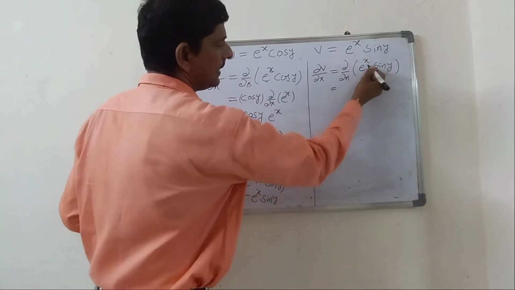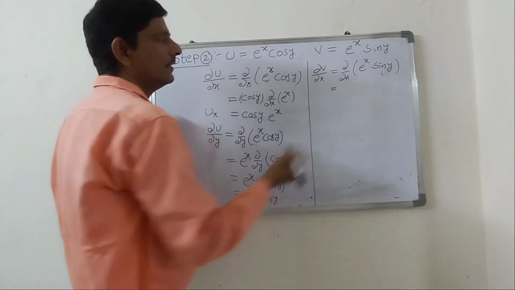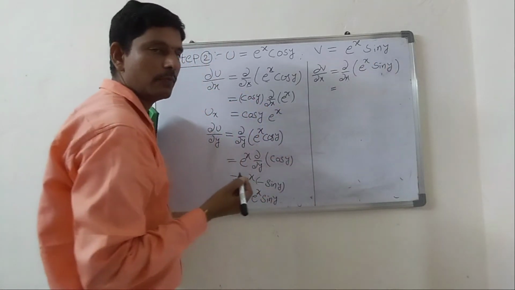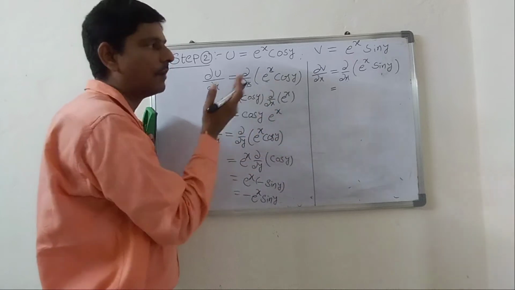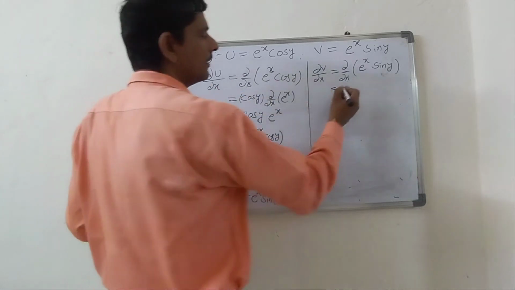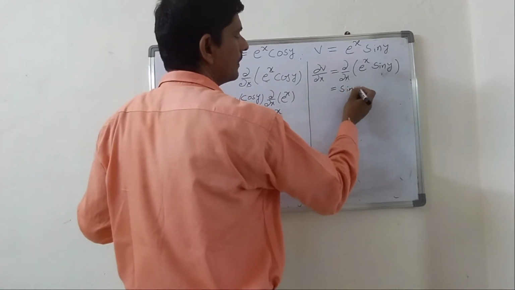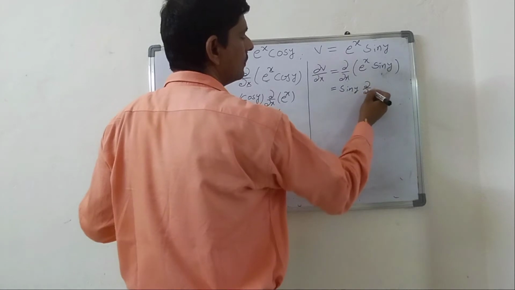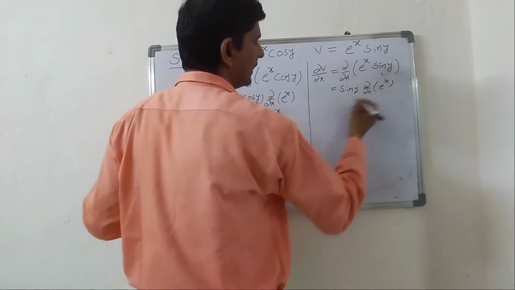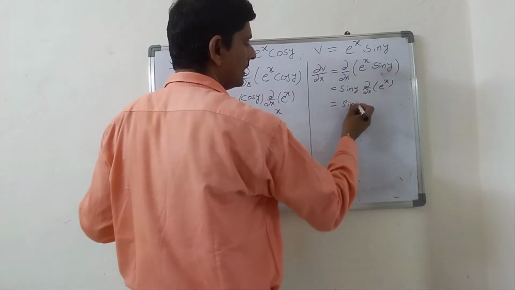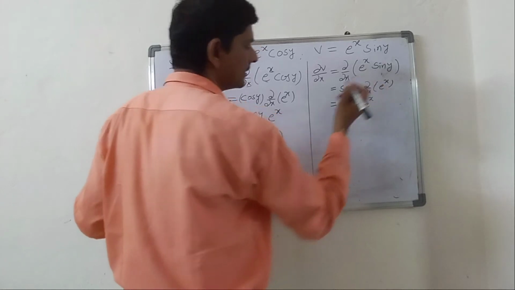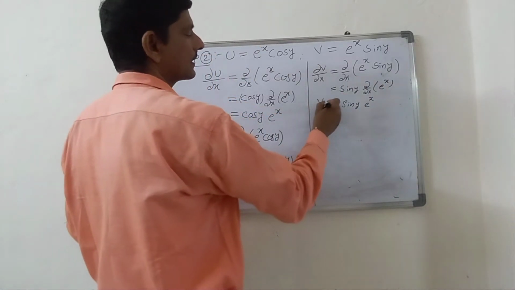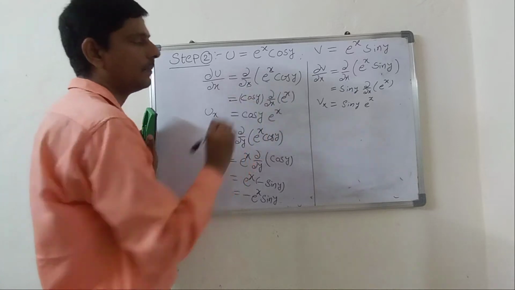So here x is there, here x is there, so the variables are matched. And here x is there, here y is there, so variables are not matched, so you have to take common that sin y function and do the differentiation for e power x. So sin y into dou by dou x of e power x is e power x. Okay, so vx, it is a short form. In short form, it is denoted by vx.